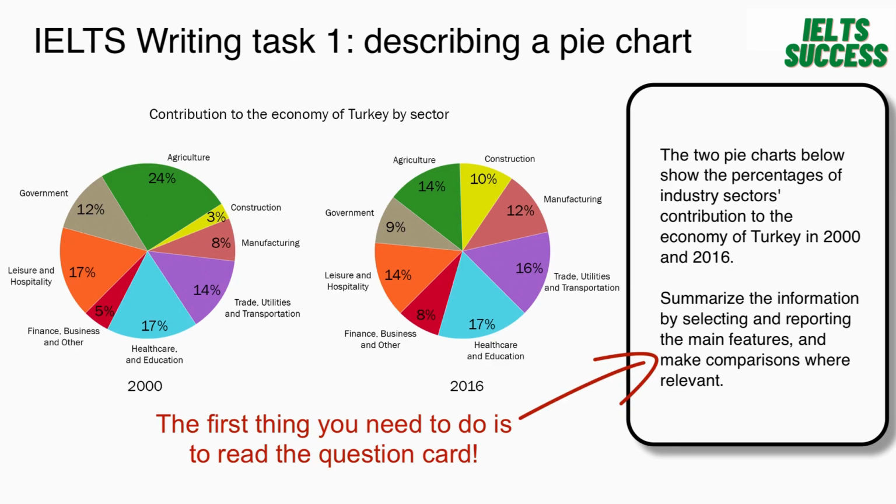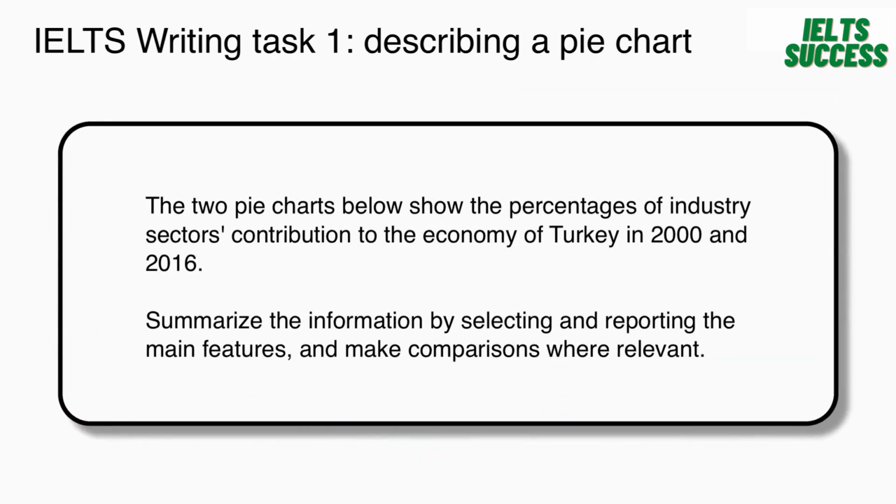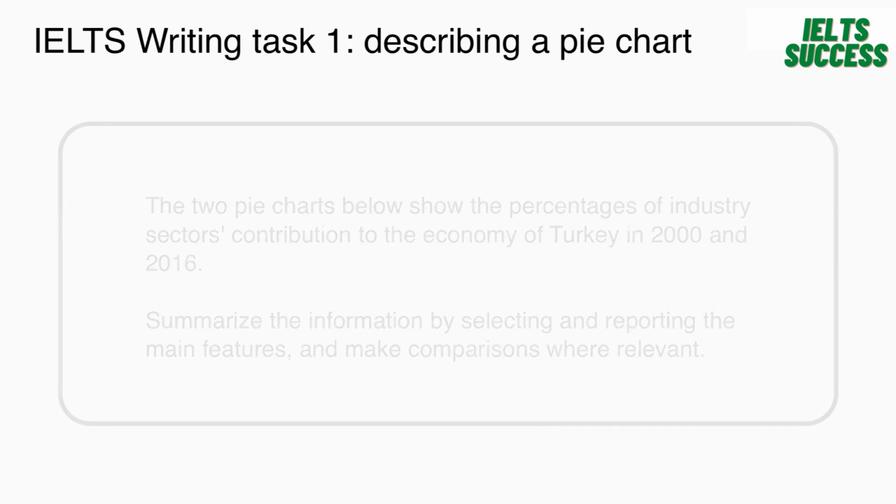Let's do it together. The two charts below show the percentages of industry sector's contribution to the economy of Turkey in 2000 and 2016. Summarize the information by selecting and reporting the main features and make comparisons where relevant. Okay, now let's look at the pie chart.